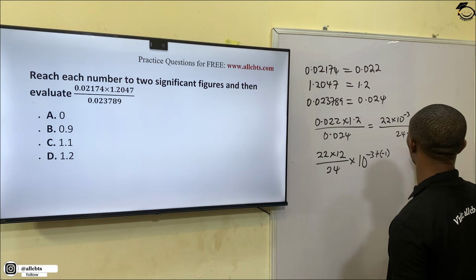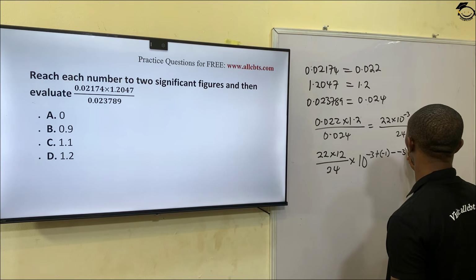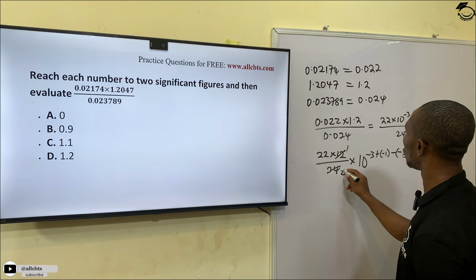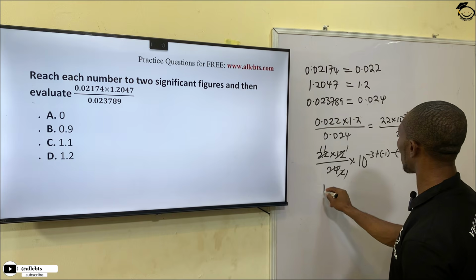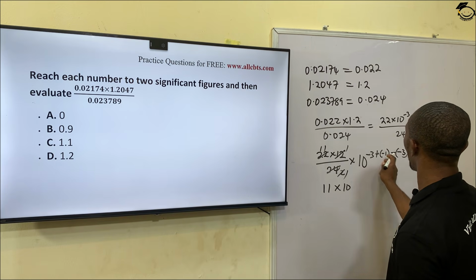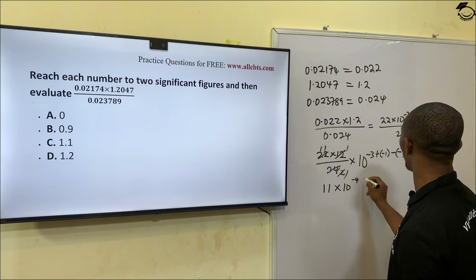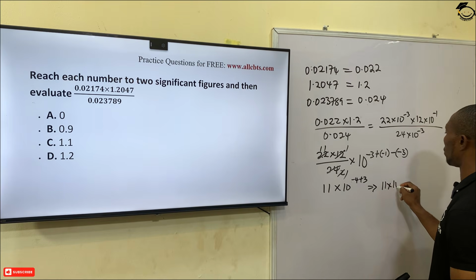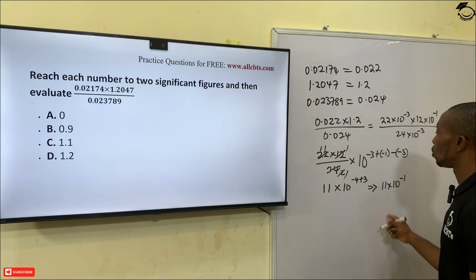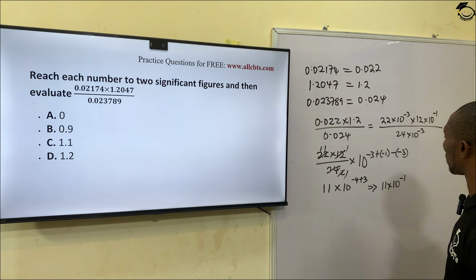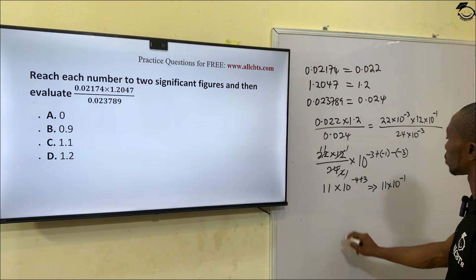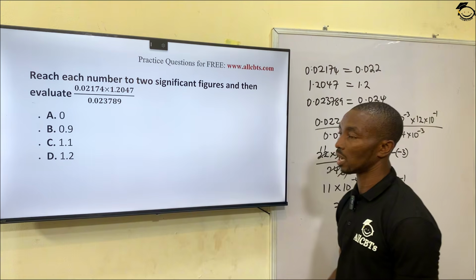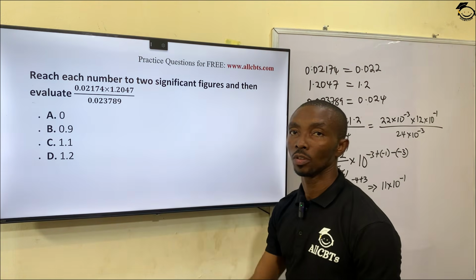All right, now for our division it becomes minus 3. So this here 1, this here 2, 2 here 1, 2 here 11. So we have 11 times 10 raised to power minus 3 minus 1 will give us minus 4, plus 3. This gives us 11 times 10 raised to power minus 1. Putting this at minus 1 means that our point will move just once. So this becomes 1.1. So evaluating this leaves our answer at 1.1, which is our option C.